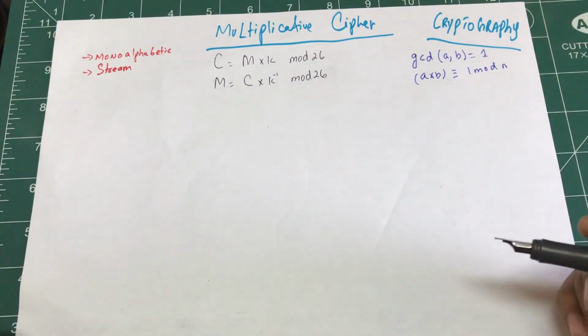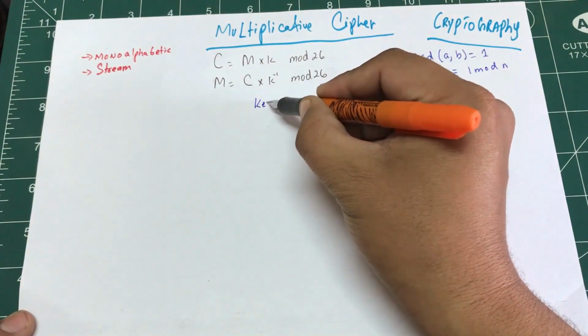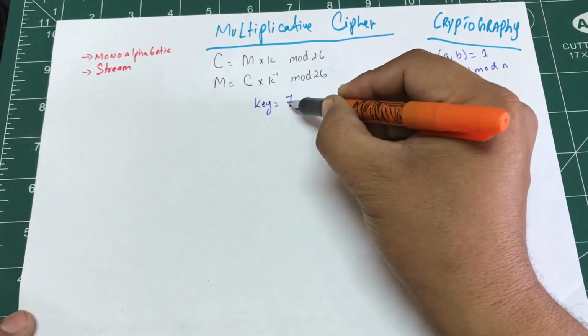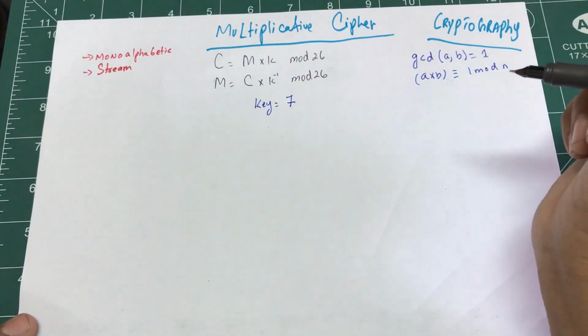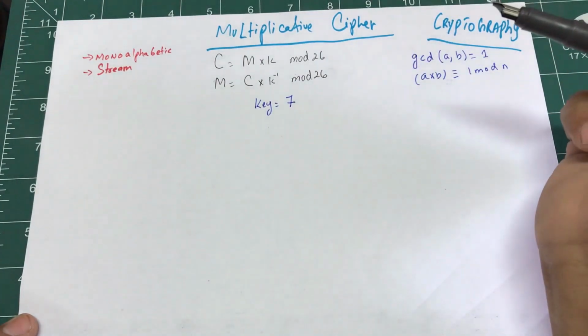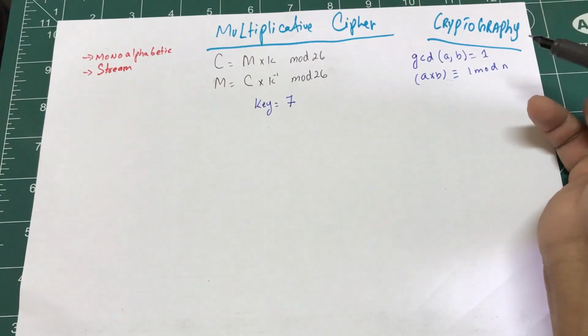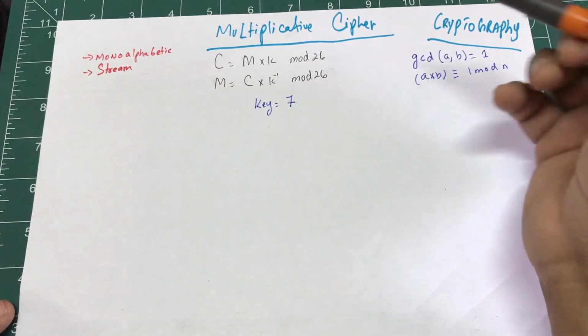So I'm going to choose a key. My key is going to be 7. Why am I choosing 7? Because when I take the GCD of 7 and 26, I get a GCD of 1. You can look at my video on how to find the GCD.